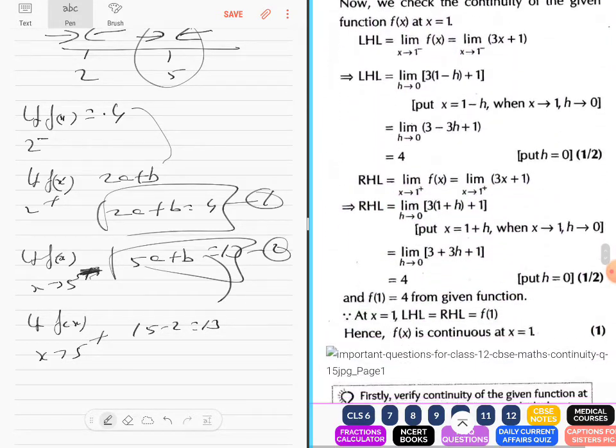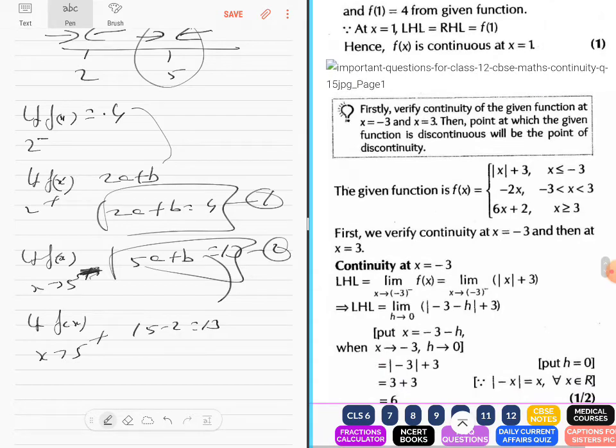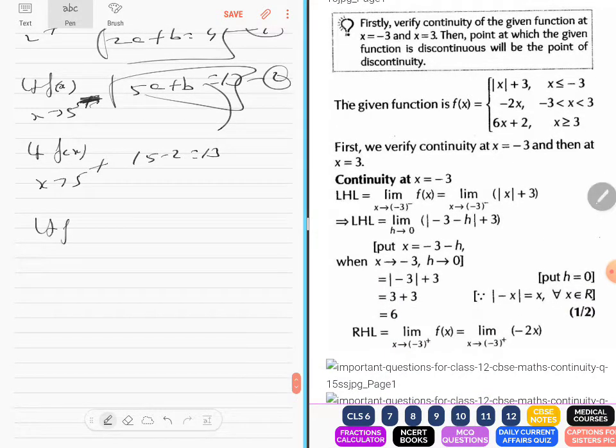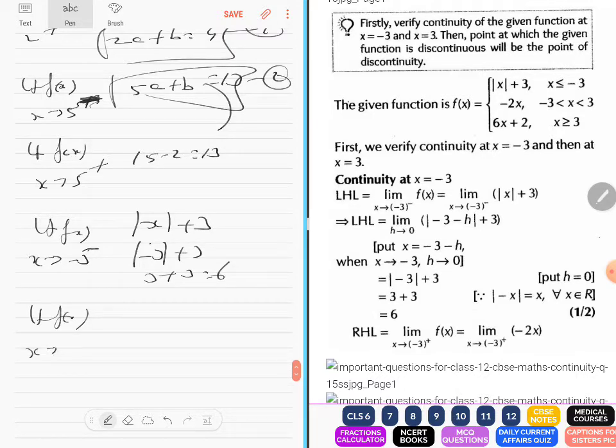Next question is here. A given function mod x plus 3, can you see? So limit of f of x as x tends to minus 3 from the left, less than minus 3, what is the formula? Mod x plus 3, correct? And if you put x as mod of minus 3 plus 3, it will be 3 plus 3, it will be just 6. And limit of f of x as x tends to minus 3 from the right. What is minus 3 to 3? It's minus 2x, which is minus 2 into minus 3, which is 6. Can you see left limit is equal to right limit?